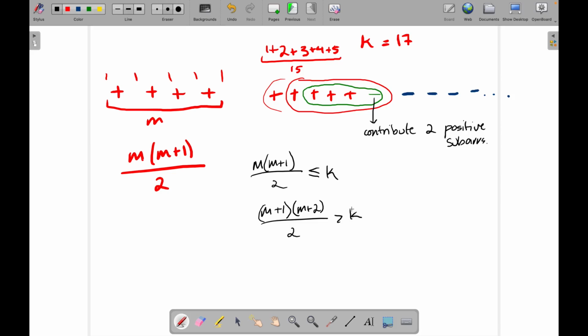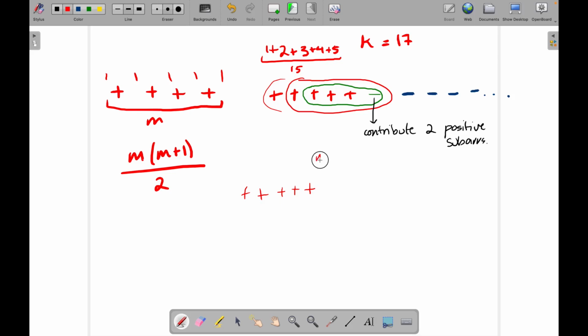So what this says is basically I use as many consecutive positives as I can. Now I've got some additional subarrays I need. So I use as many positives as I can. I've got as many of these red pluses as I can, red plus after red plus after red plus. Now I need, let's call it k prime.